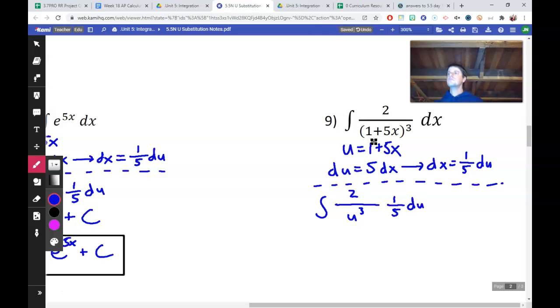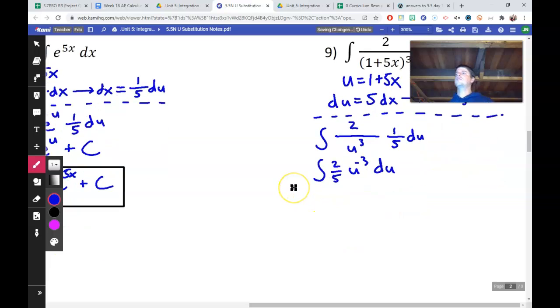Well, we can't take the integral as it is. We need to bring this u out in front, up above, right? So I'm going to instead rewrite it as 2/5 u to the -3rd du. And we can integrate this. So we get 2/5, add 1, divide by that number, and add a constant.